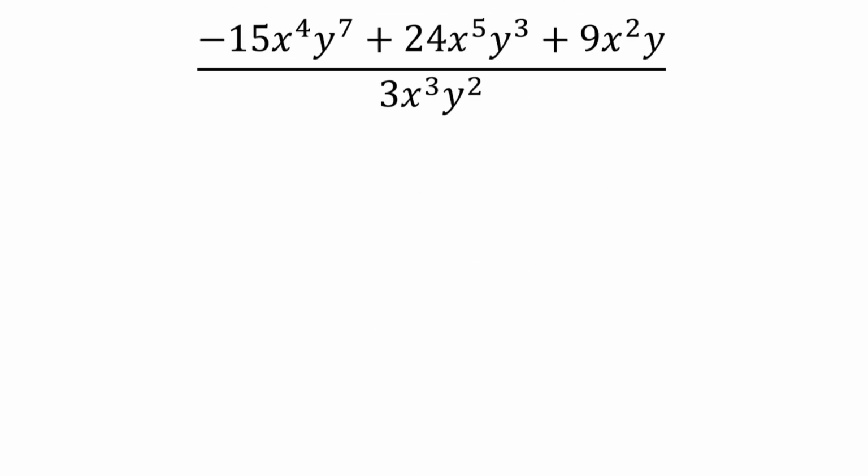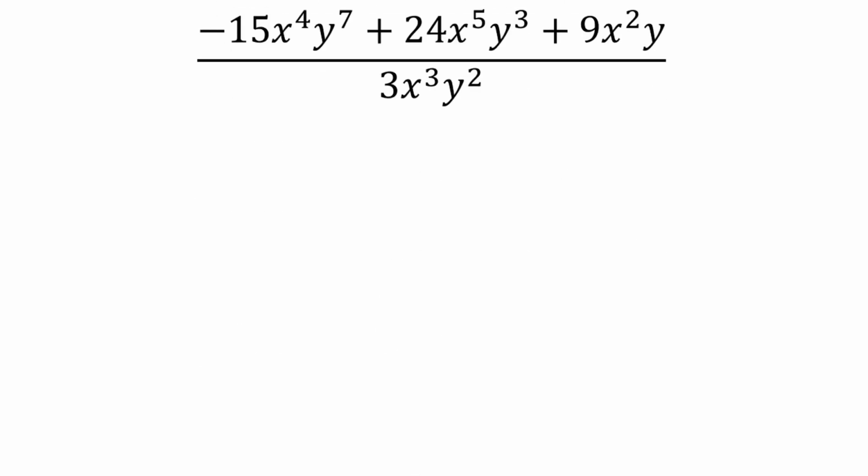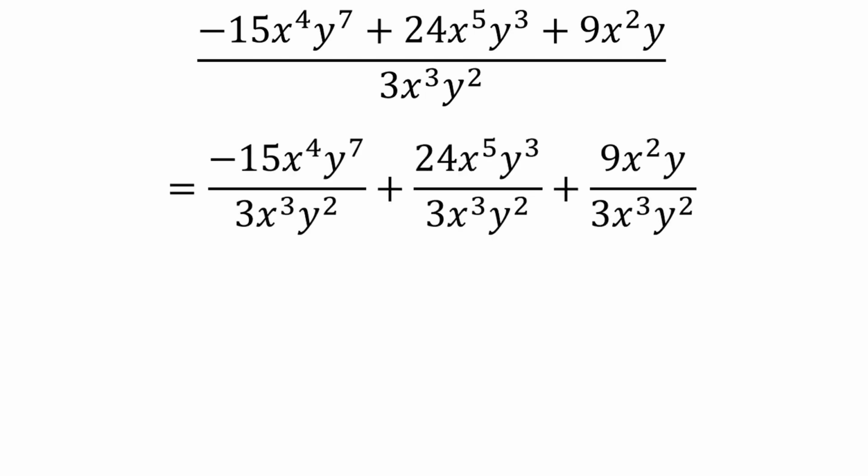Let's try a division problem with multiple variables. We have negative 15x to the fourth y to the seventh plus 24x to the fifth y to the third plus 9x squared y divided by 3x to the third y squared. Just like before, split this up into 3 separate fractions, each with a denominator 3x to the third y squared. Here is the result. The process is the same as last time, except we have 2 variables to keep track of this time.